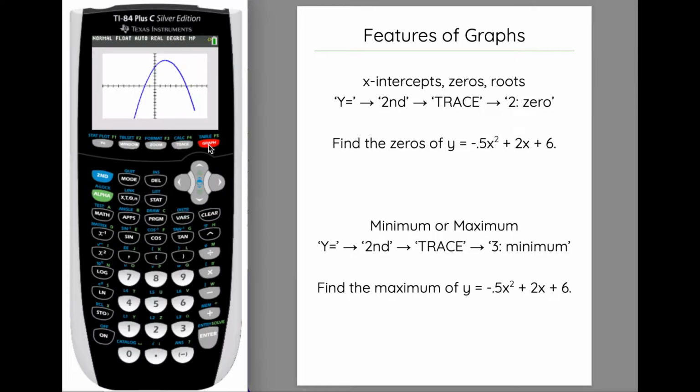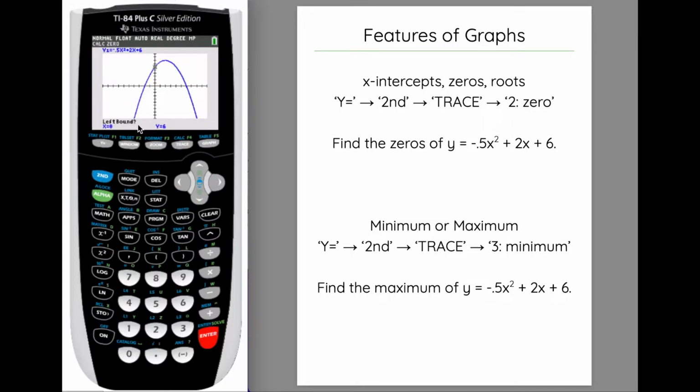And there are 2 zeros, so we have to do this process twice if we want to find both. I'm just going to do it for one here. But let's say we want to find this one here. We go second trace, and this gives us all our graphing options, all the different calculations we can do. So we're looking for a 0 here.